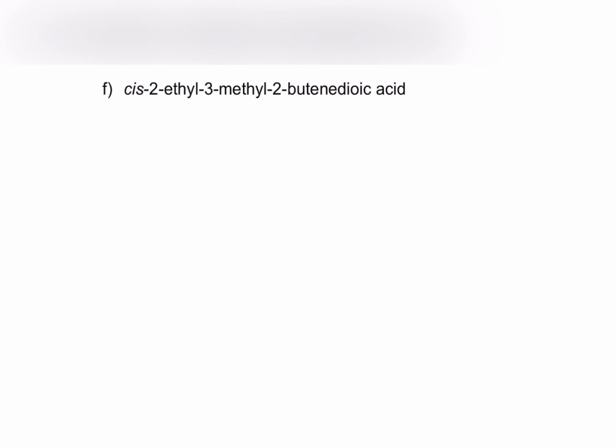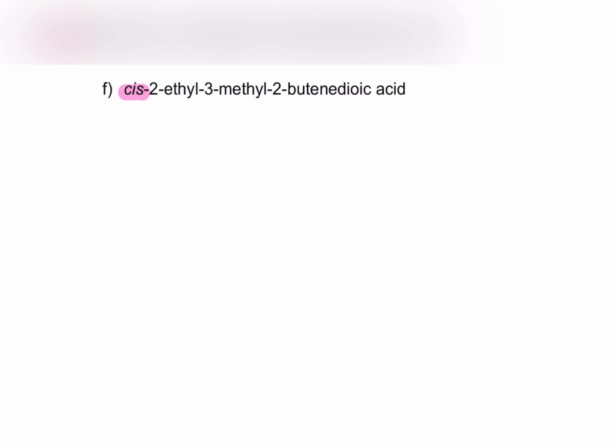Let's go to the next structure. This will be the last one. I have cis-2-ethyl-3-methyl-2-butenedioic acid. So how to draw this one? I know you can see the term cis here, but don't be afraid. We are going to draw the normal structure first. So let's continue with the normal structure without cis.